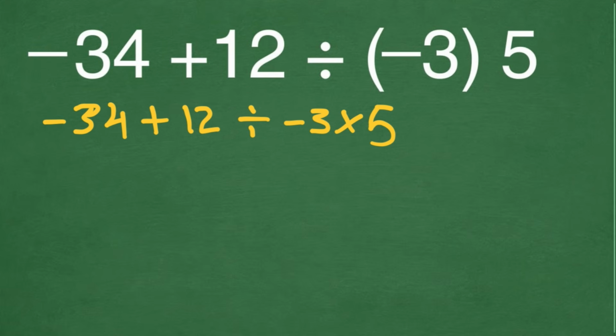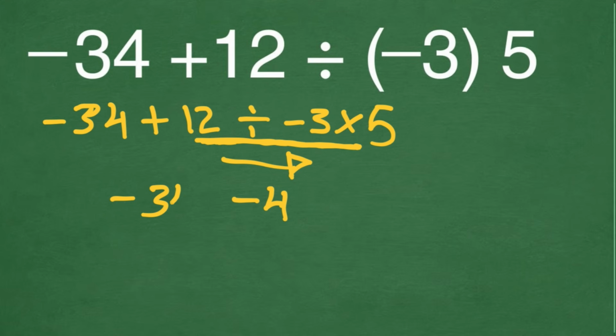So, like I said, there is a priority we need to follow, right? In the priority that we have seen, multiplication and division have a higher priority than addition. And we have to solve them, whichever comes first, from left to right. So now, 12 divided by -3 comes first. So we have to solve this first. So 12 divided by -3 is actually -4. So now our equation looks like this: -34 plus -4 times 5.